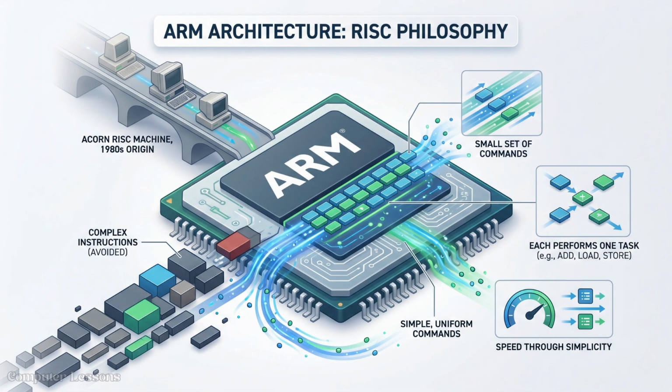Opposite this stands ARM, which began as the Acorn RISC machine in the 1980s. ARM represents the RISC philosophy, or reduced instruction set computing. Instead of complex instructions, RISC uses a small set of simple, uniform commands that each perform one task. It is a philosophy of speed through simplicity.